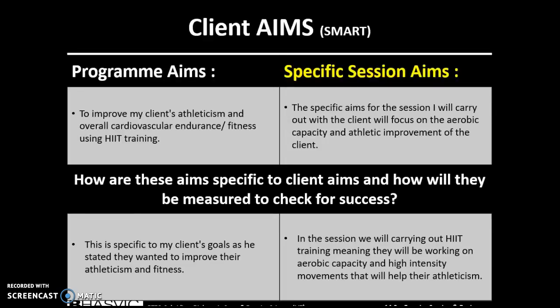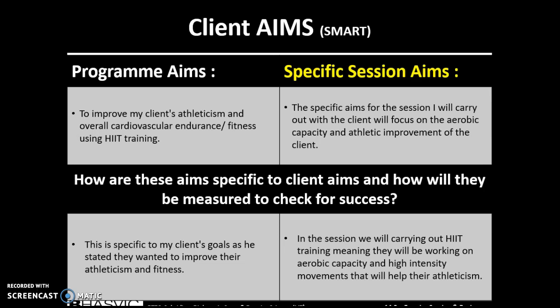So as we get started, this is my client's aims. So the program aims. This is what I aim to do in the program. The aim of the 6-week program was to improve my client's athleticism, overall cardiovascular endurance and fitness, using HIIT training. HIIT training was used in this specific session, but it wasn't used for every session over the whole 6-week program.